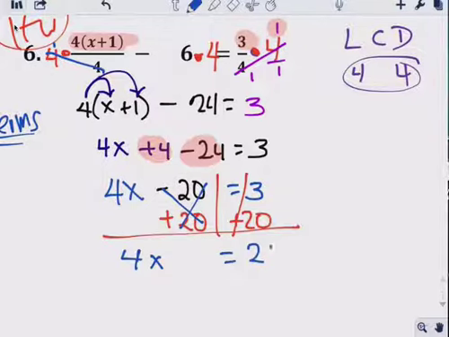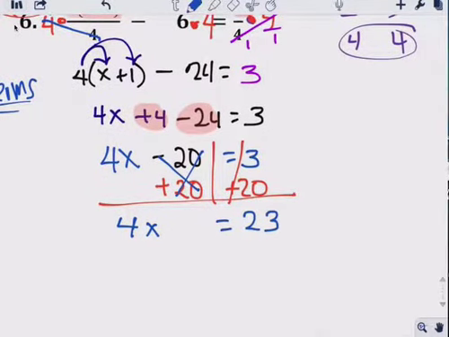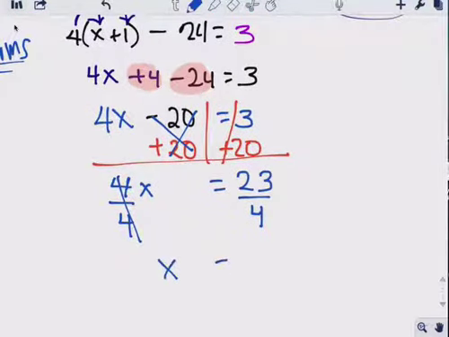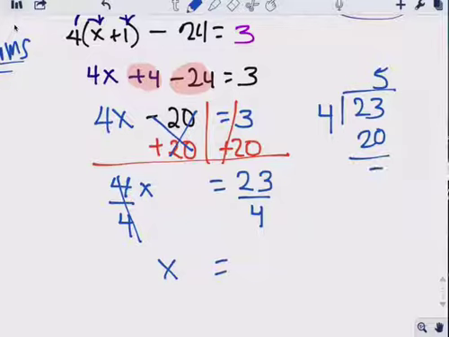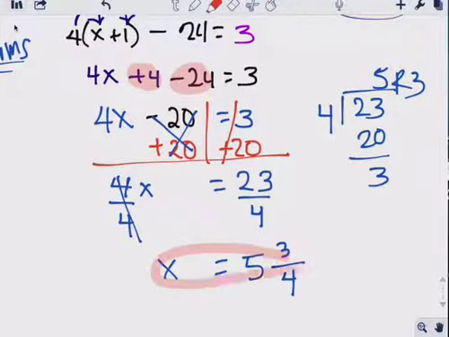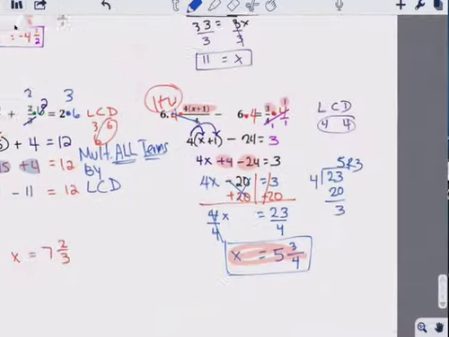Equals 23. Okay? And then you divide by 4, divide by 4. X then equals 23 divided by 4, gives you 5, 20, remainder of 3. So your answer is 5, 3 remaining over 4. Okay? And that's your answer right there.